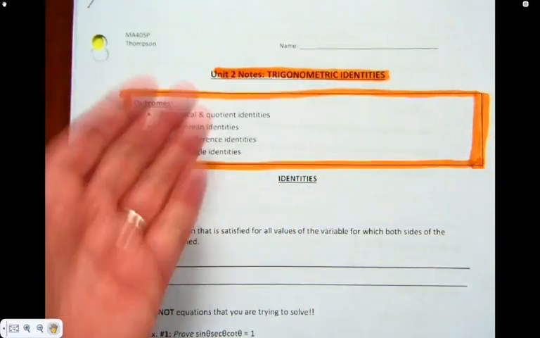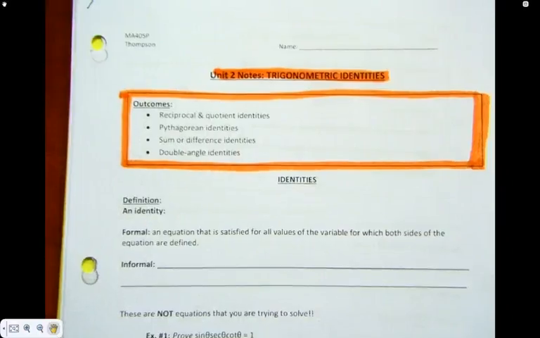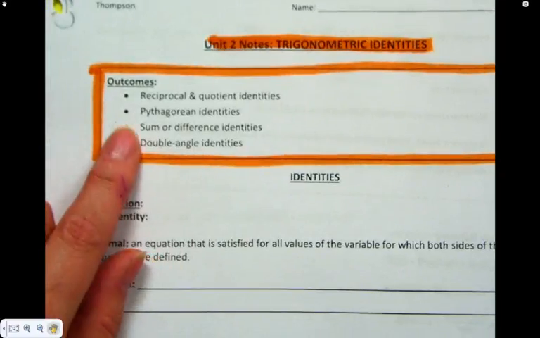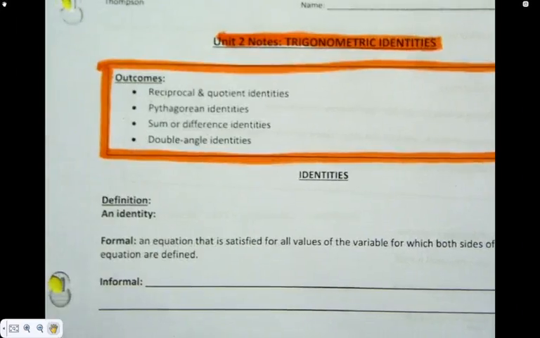Take a look at the first three things on the list. So reciprocal and quotient identities is the first thing we're going to do, and then Pythagorean identities, we're going to do that all today. Then these two little things we haven't done that you've never seen before, sum and difference, will come later on in the unit, and then double angle.